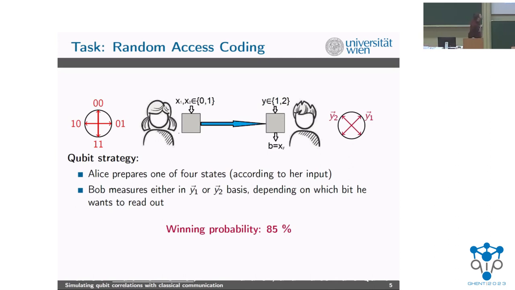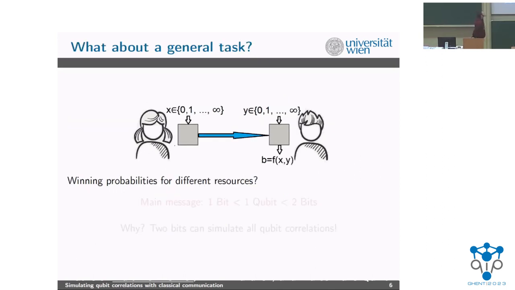This is interesting because it shows that we have at least some situation where it's more powerful to send 1 qubit compared to 1 classical bit. And then it's natural to ask, since we have an advantage of 1 qubit compared to 1 bit, is it also possible to find another task where we have, for example, an advantage of 1 qubit compared to 2 bits, or even 3 or 4, or even more? In general, we can consider any task that we want.